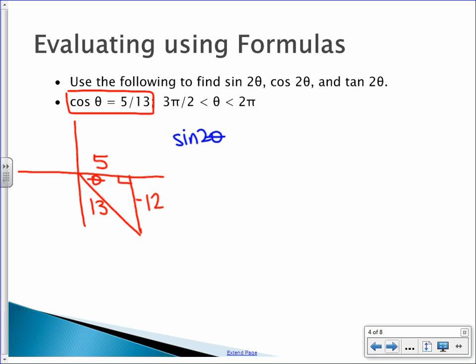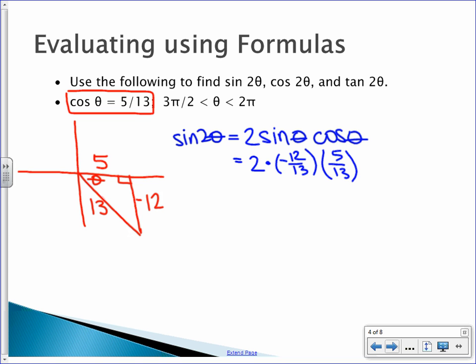All right. But what we do know is that the sine of 2 theta is 2 sine theta cosine theta, correct? Which means the sine of 2 theta would be 2 times, what is the sine of theta? I can go back to my picture, and what is that ratio? Okay, negative 12/13 times our cosine, 5/13, right? So the sine of 2 theta is negative 120 over 169.